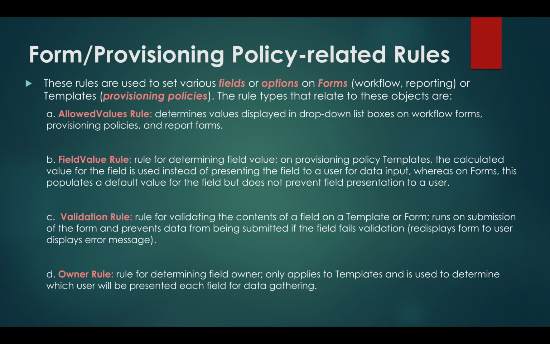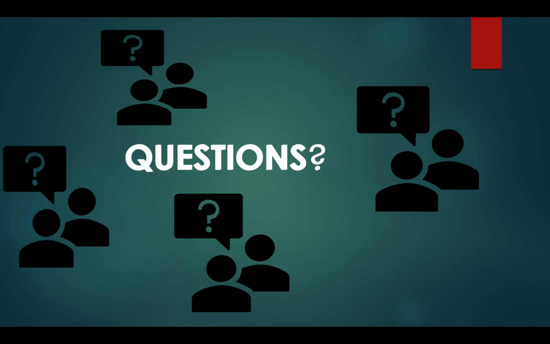The other is the owner rule. The owner rule is required to determine which user will be presented a form for data gathering of the required fields. So it determines the owner, and that person will be responsible for providing the field values in a form whenever required. So these are the types of rules that we implement in SailPoint on various aspects.